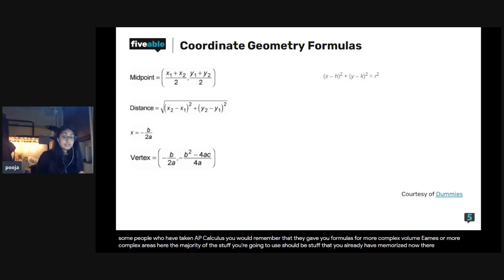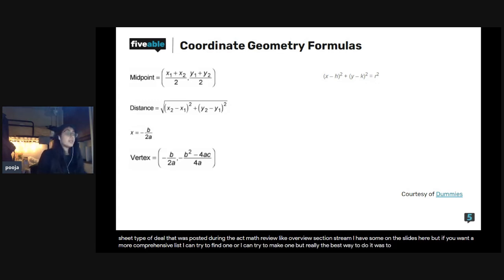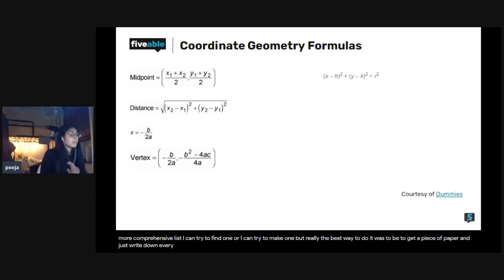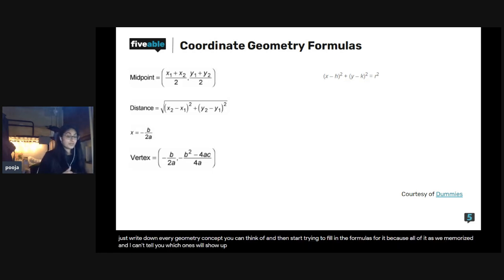Now, there was a formula sheet type of deal that was posted during the ACT Math Review overview section stream. I have some on the slides here, but if you want a more comprehensive list, I can try to find one, or I can try to make one. But really, the best way to do it was to get a piece of paper and just write down every geometry concept you could think of, and then start trying to fill in the formulas for it, because all of it has to be memorized. And I can't tell you which ones will show up and which ones won't.